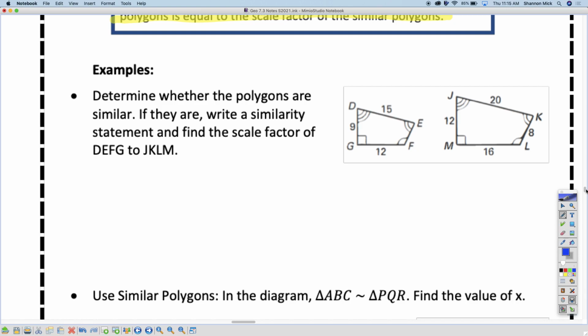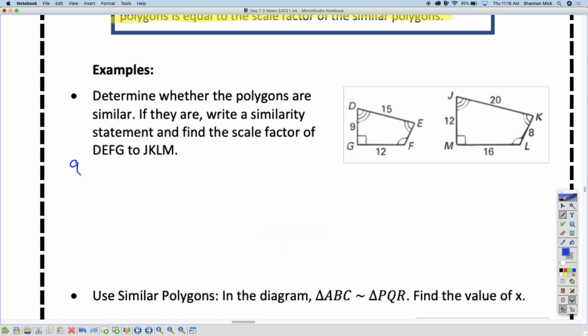So 9 corresponds to what? 12. DG corresponds to JM. How do I know that DG corresponds to JM? Because of the angles. I can't trust the picture, but I can trust the angles, correct? It does tell you. D and J are congruent, and G and M are congruent, so I know those side lengths should be proportional.